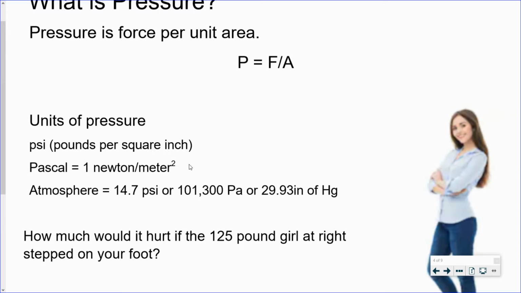Other units of pressure are the Pascal. A Pascal is 1 Newton per meter squared. That's the SI unit of pressure. And then another unit of pressure is called the atmosphere. Standard atmospheric pressure is 14.7 pounds per square inch, or 101,300 pascals, or what you'll see a lot of times on the weather is inches of mercury. 29.93 inches of mercury is standard atmospheric pressure.